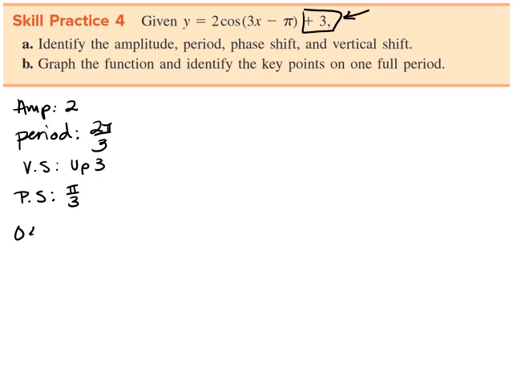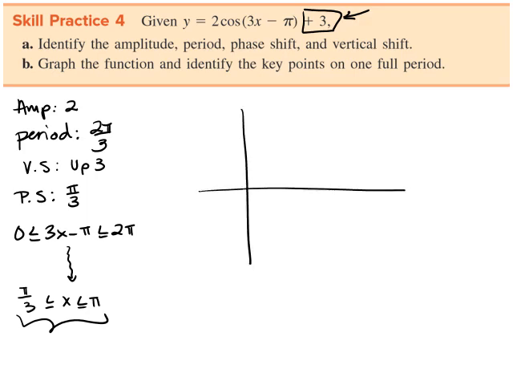So again, you can sandwich the argument. And when you do, waving my hands, you end up with pi over 3 is less than or equal to x is less than or equal to pi. So one full cycle is going to occur in between pi over 3 and pi. So when I graph this, let's say this is 2 pi. So half of that is pi. Half of that is pi over 2.